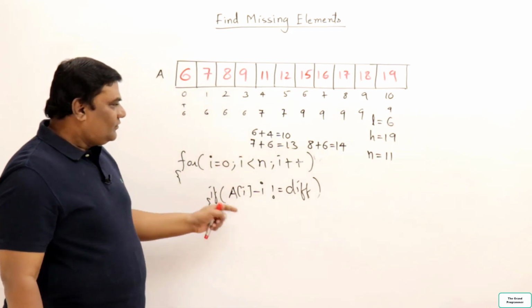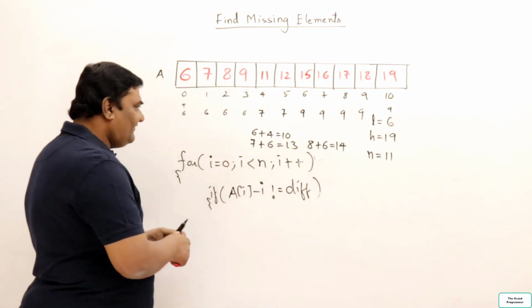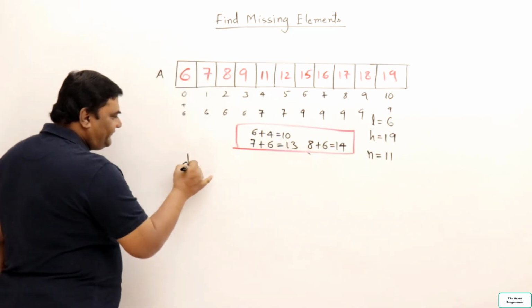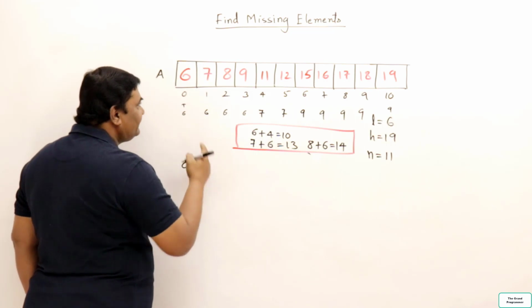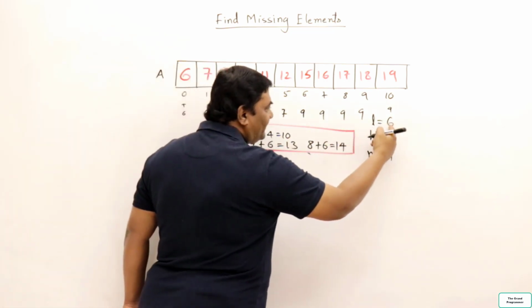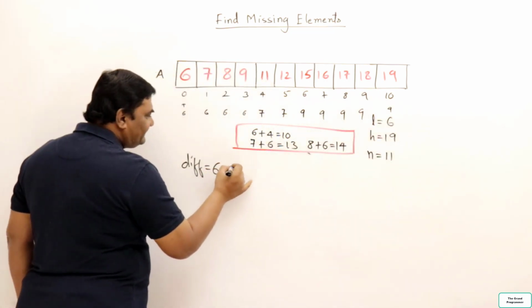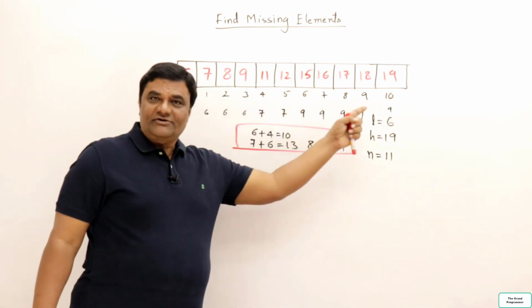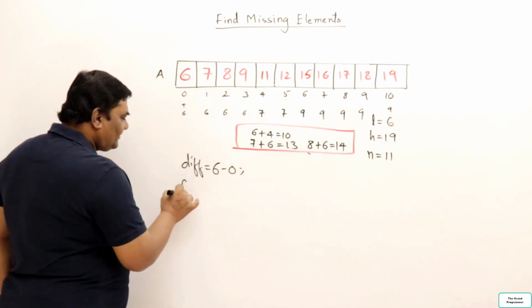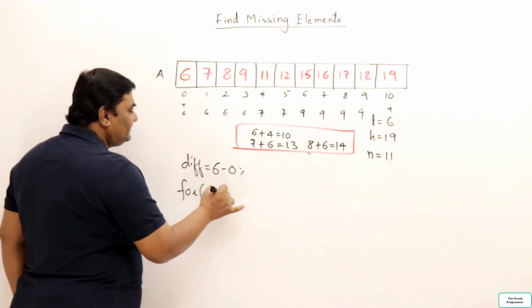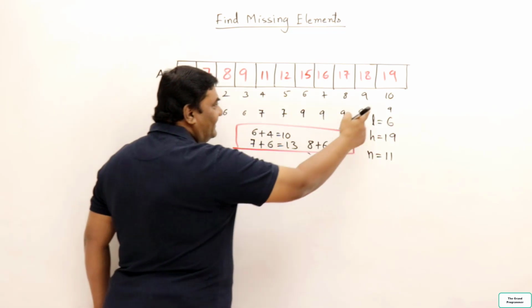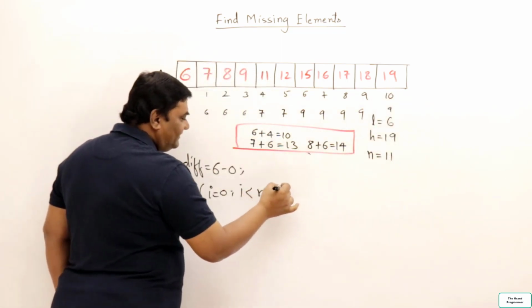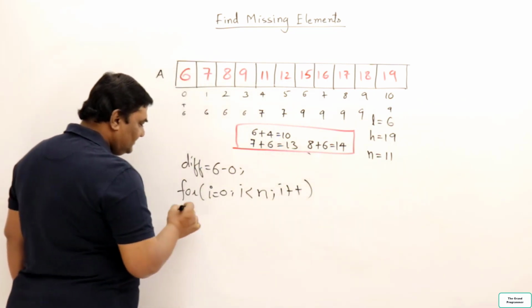So let me write the code here. This is the workout I have done, so I'll put it in a box, and I will write the code freshly. First of all, we have taken the difference. The difference is the starting element, that is the lower number 6, minus 0. And I have to scan through this array. So for loop, for i takes values from 0 onwards, and i should be less than or equal to 10, that is less than 11, less than n, and i plus plus.